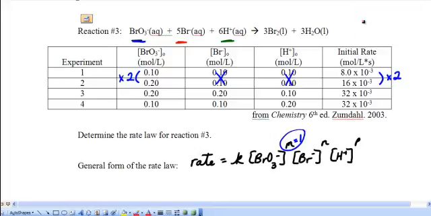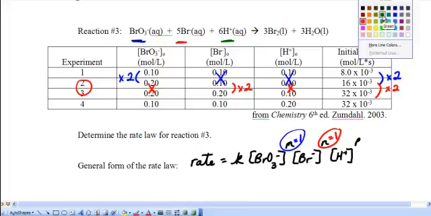Let's take a look at the bromide. Well, in this case, let's look at experiments 2 and 3. Because here, the bromide doubles, but the bromate stays the same. The acid stays the same. So now we're only looking at the bromide. Everything else stays the same. So in this case, this doubles. And if you look at the rate between those two, you're going from 16 up to 32 times 10 to the negative third. So that also doubles. So therefore, that is first order again with respect to the bromide.